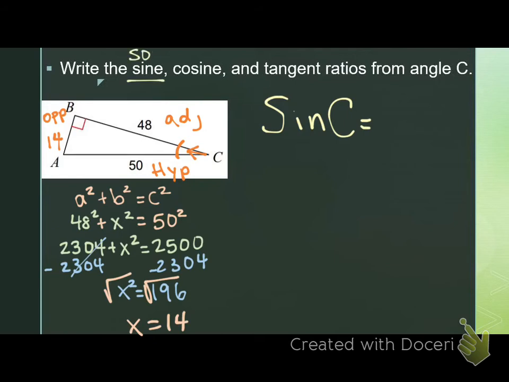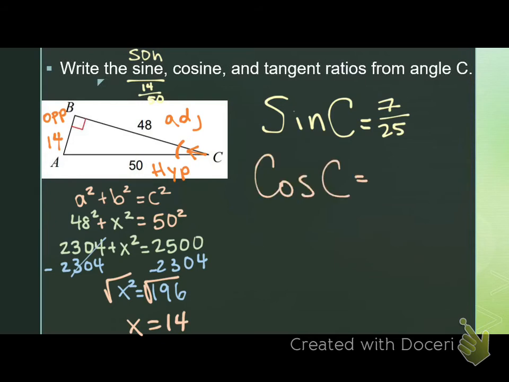So sine is SOH. So what's my opposite? 14 over my hypotenuse, which is 50. I wrote it here because they're both even again. So what is 14 over 50 reduced to? 7 over 25, correct. So that's sine.